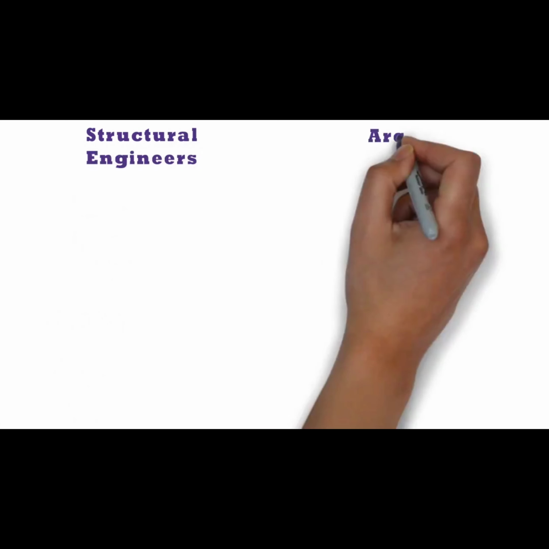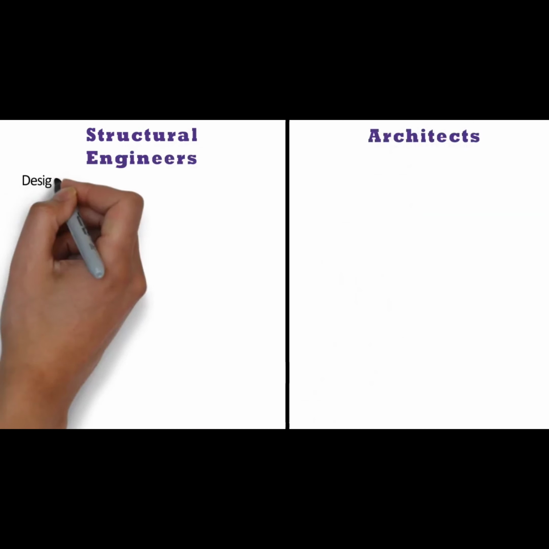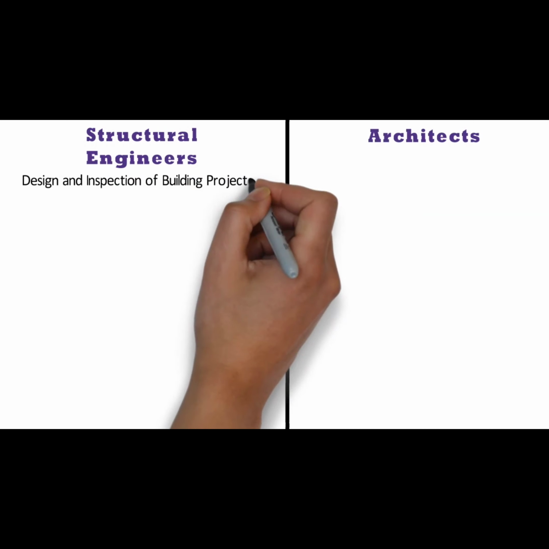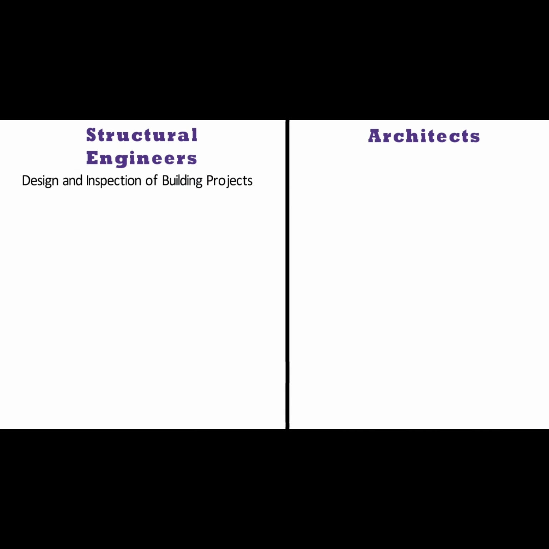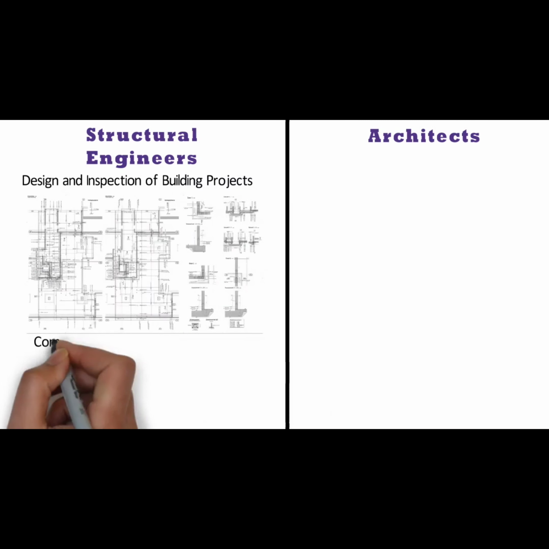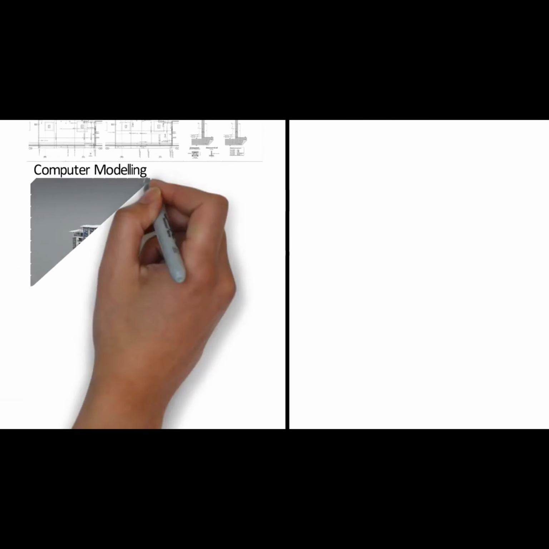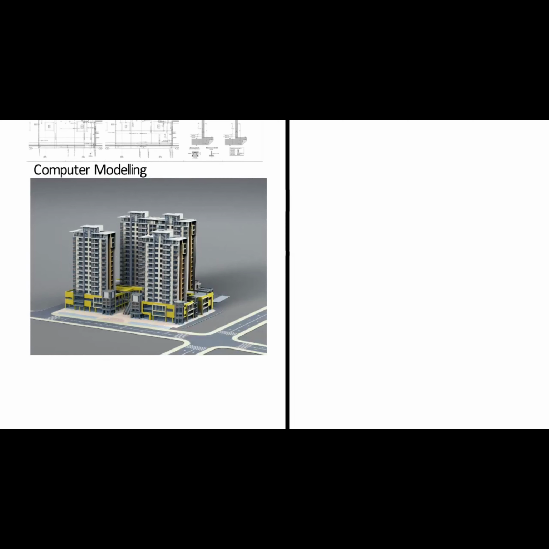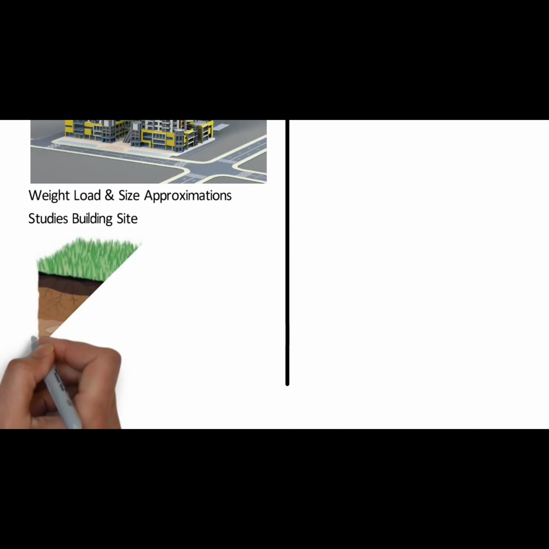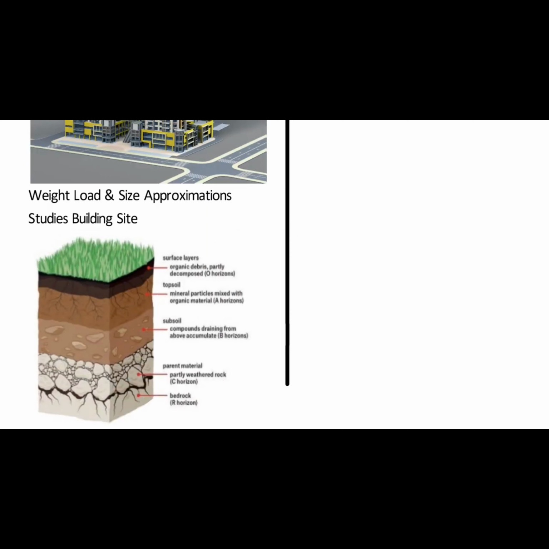Job duties of a structural engineer mainly involve the design and inspection of building projects. Structural engineers create drawings, use computer modeling and build 3D models of structures to determine safety requirements, weight load and size approximations. During inspections, a structural engineer studies the building site, examines soil strata to determine load factors and solves the problems when building issues arise.